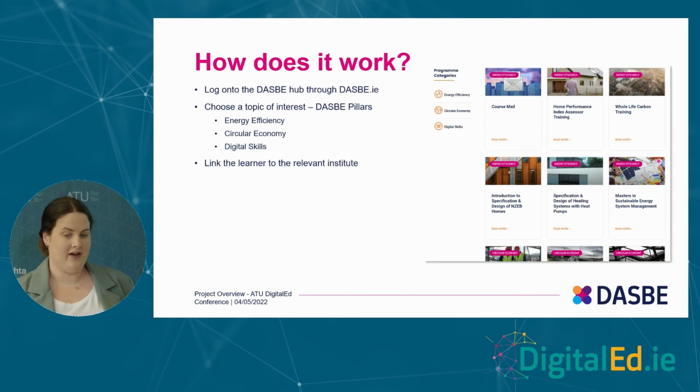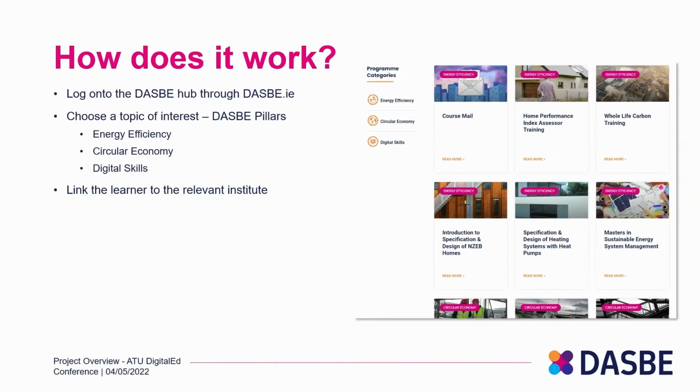So how does it work? You log on to the DASBE hub through dasbe.ie, and from here you're able to choose which topic you're interested in, and these are based on the DASBE pillars of energy efficiency, circular economy, and digital skills. From here you can filter what courses you want. If you find a program you're interested in, it will link you to the relevant institute where you can access, apply and undertake the program.